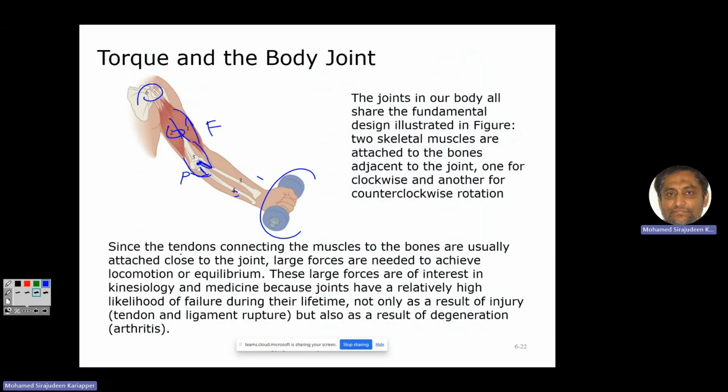So anyway, there are certain things that are related to medicine. I'm just going to read from this slide. So you understand why we need large forces: since tendons connecting the muscles to the bones are usually attached close to the joint, large forces are needed to achieve locomotion and equilibrium. You know why? Because R is small. So we have to compensate by having a big F. These large forces are of interest in kinesiology and medicine because joints have a relatively high likelihood of failure during their lifetime, not only as a result of injury, okay, the tendons become weak and cannot exert much force, but also as a result of degeneration, arthritis, the joint problem.